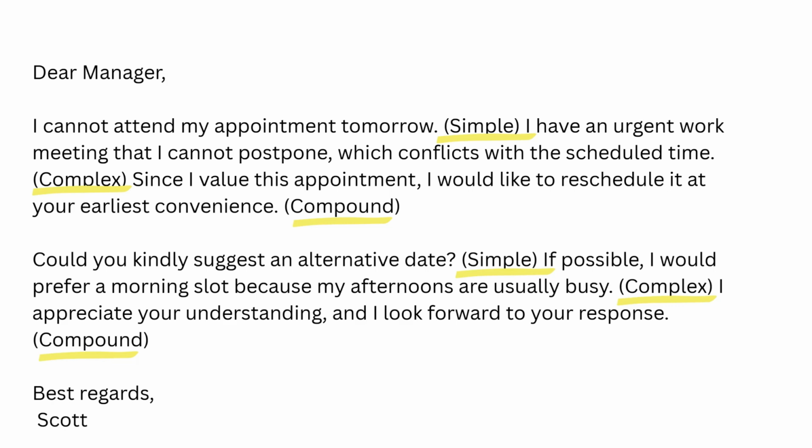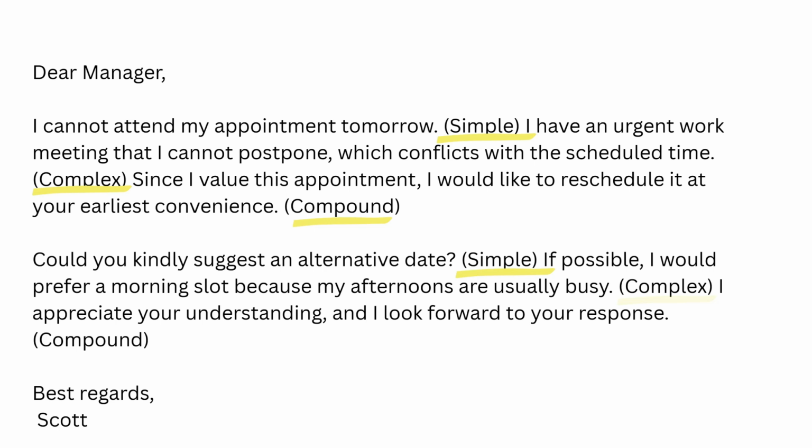That's a compound sentence because we have an independent clause and a dependent clause. The dependent would be, since I value this appointment. And you'll notice here that they also started with the transitional word, since. Then into our next paragraph, we can use the exact same format. Simple sentence, could you kindly suggest an alternative date? Then we have a complex and a compound sentence. I appreciate your understanding. I look forward to your response.